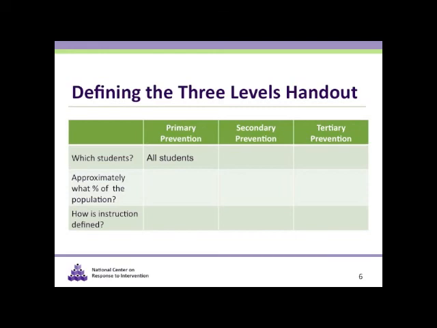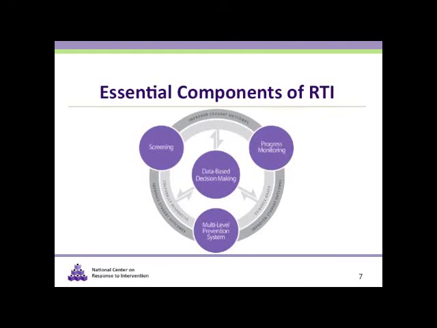The National Center on Response to Intervention has developed this graphic to highlight the RTI framework. Many of you probably associate that red, green, and yellow triangle with response to intervention. In reality, though, the triangle does not represent the RTI framework. It represents only one component, the multi-level prevention system. The center graphic takes into account all of the essential components and, most importantly, uses data to make decisions, which is often absent from the traditional RTI triangle.